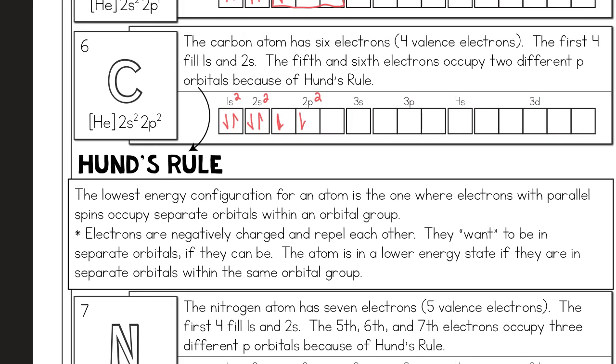So this is called Hund's rule. The lowest energy configuration for an atom is one where the electrons with parallel spins will occupy separate orbitals within the orbital group. So that's why I'm putting these in one at a time. Because the electrons are negatively charged, they're going to repel each other, so they want to be in separate orbitals if they can be. The atom is in a lower energy state if they're in separate orbitals within the same orbital group. An orbital group would be something like the p block, or 2p.